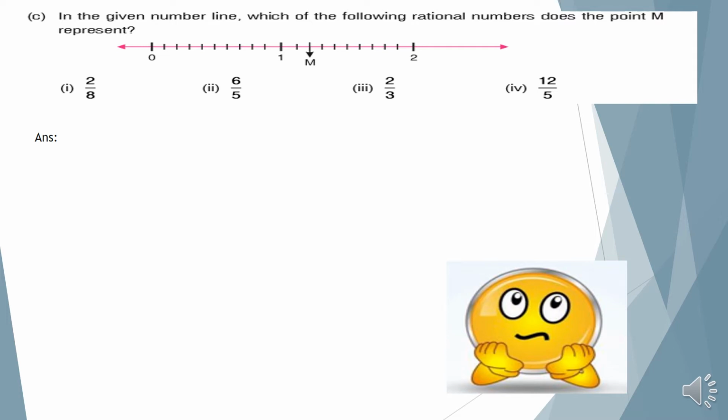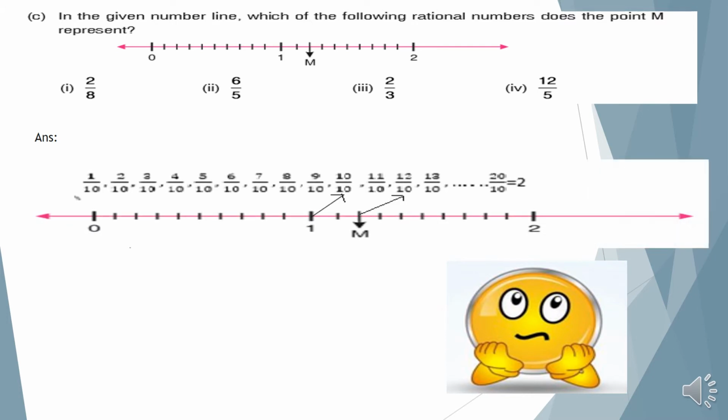So, we can write first subdivision as 1 by 10, second as 2 by 10, third as 3 by 10 and so on. In this manner, 1 will represent 10 by 10. The point after 1 will represent 11 by 10. Hence, the point M represents 12 by 10. Now, since 12 and 10 have a common factor 2, we will divide numerator as well as denominator by 2, which gives us 6 by 5. Hence, option 2 is the correct option.